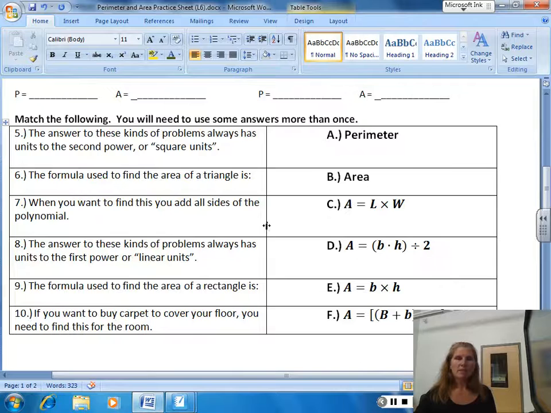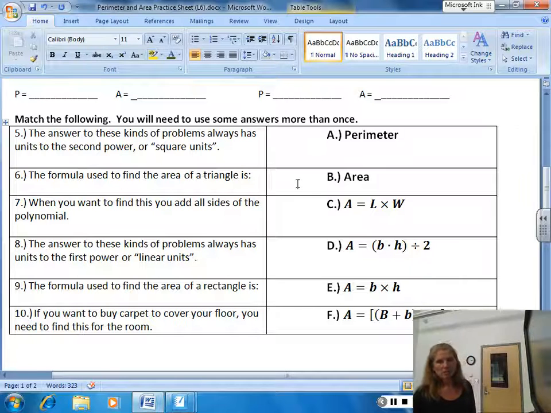The next part of this homework assignment is asking you to do a matching. Let's just pick one to match. Let's pick number 8. The answer to these kinds of problems always has units to the first power or linear units.